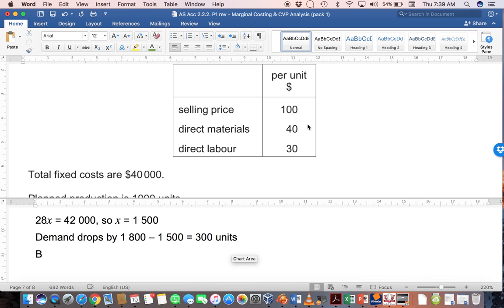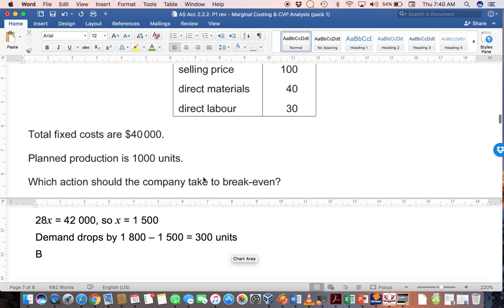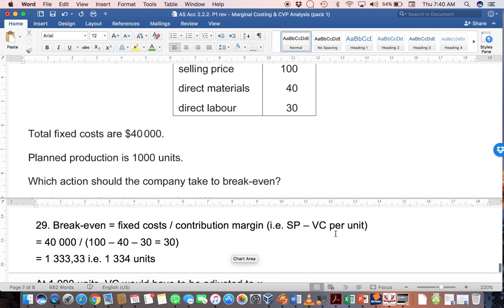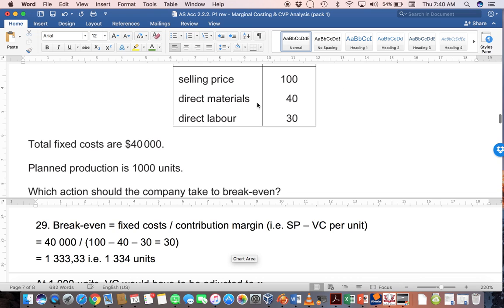Question 29. A company makes a product for which the following information is given. Again, we are given the selling price per unit, and then we are also given direct materials and direct labor per unit. So these are our prime costs, our direct costs. Obviously, they are also variable. We are told that total fixed costs are $40,000 and planned production is 1,000 units. Which action should the company take to break even?